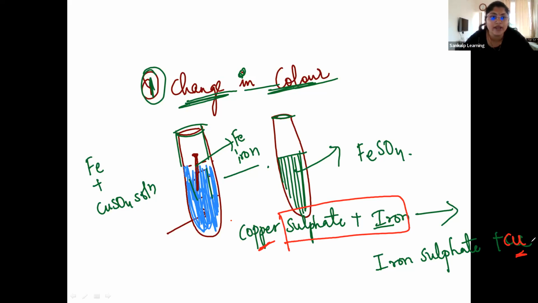One metal which is more reactive will replace the metal which is less reactive. So here iron is more reactive than copper, so iron is replacing the copper metal. So this is the first property of a chemical change, that is change in color. What is next after this? After this, it's formation of gas.